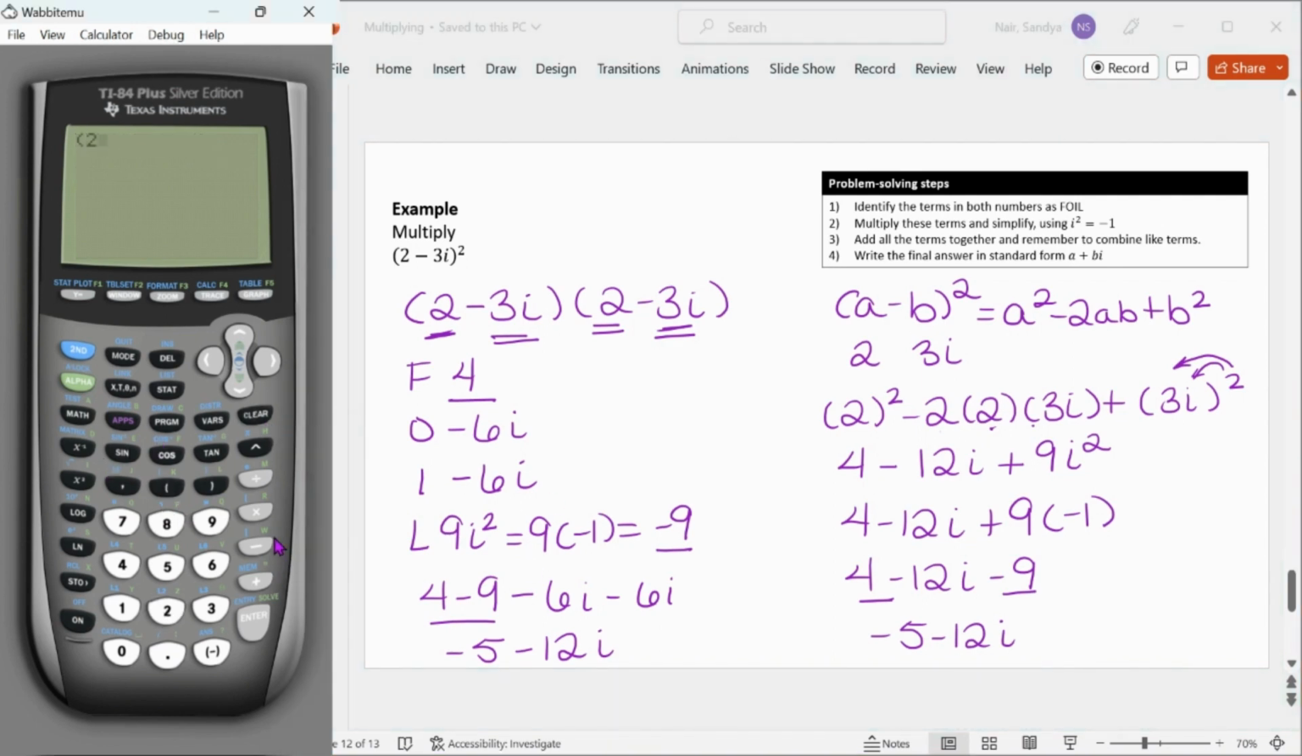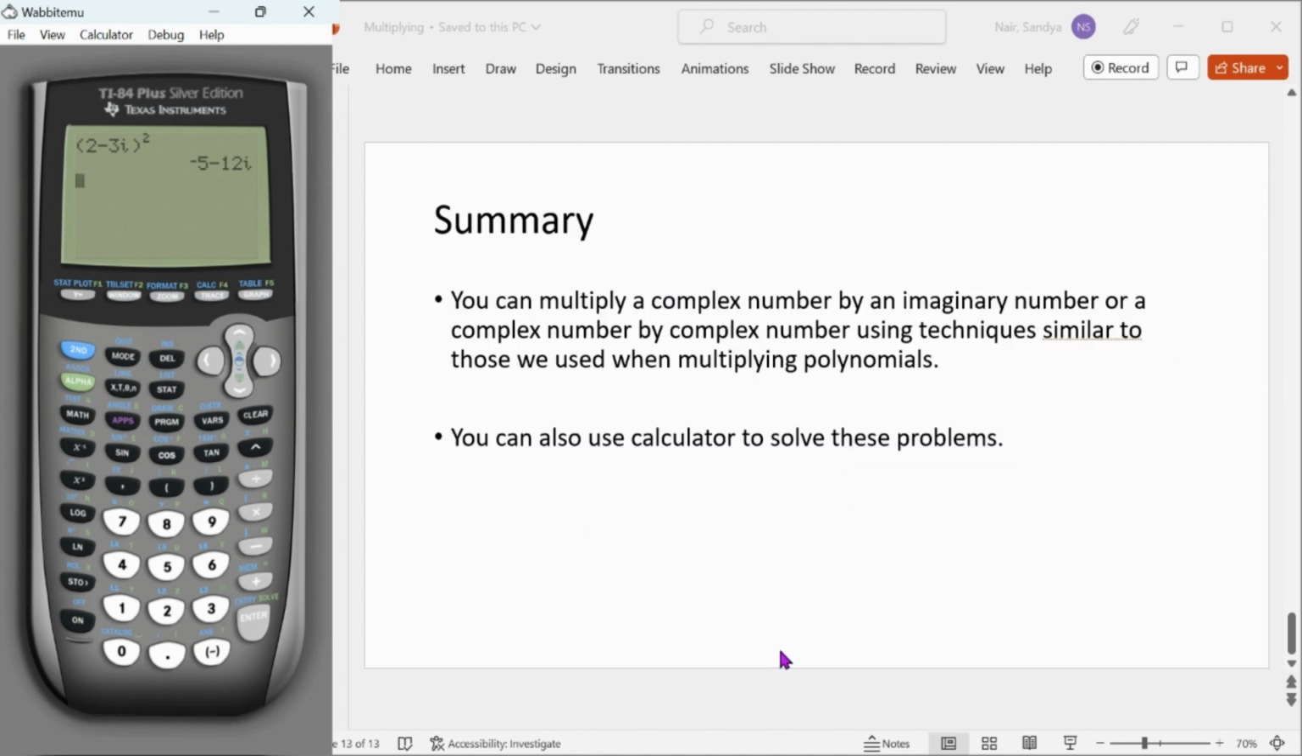You can do 2 minus 3i squared. And when you hit enter, it gives you negative 5 minus 12i. So there you go. You have three ways of squaring a complex number. So remember, you can multiply a complex number by an imaginary number or a complex number by a complex number using techniques similar to those we used when multiplying polynomials. You can also use a calculator to solve these problems.